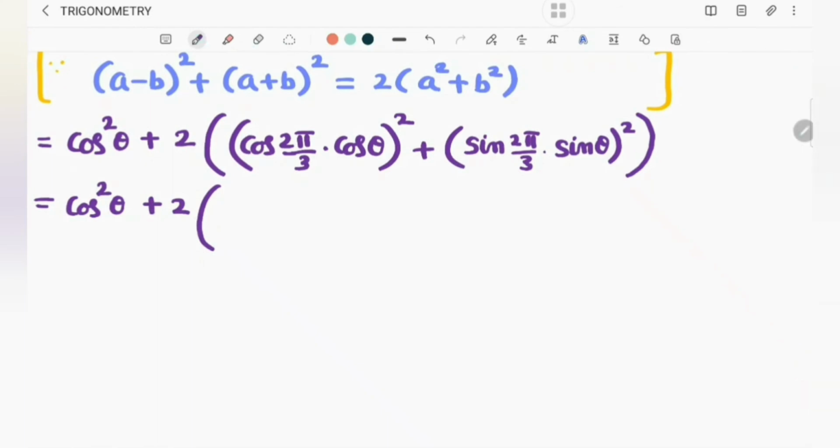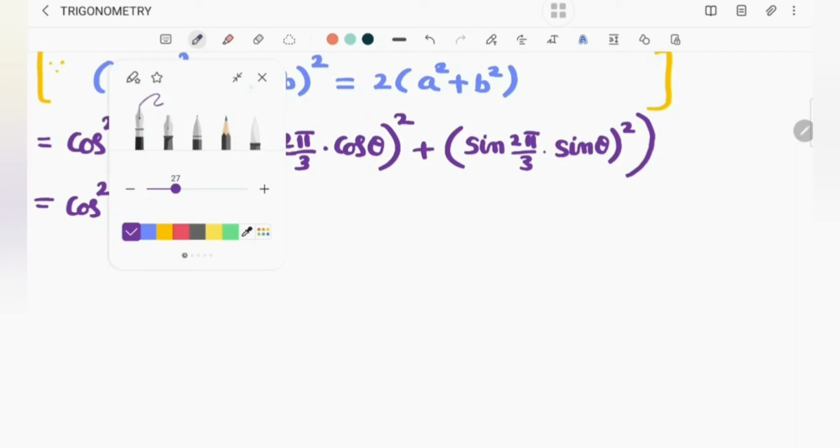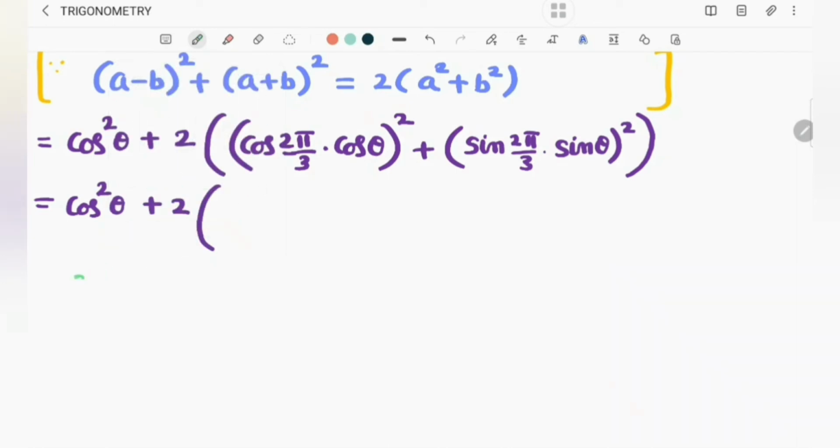First I will explain the values and then I will delete. Listen carefully. Cos of 2 pi by 3 can be written as cos of pi minus pi by 3. Am I right? 3 pi minus pi is 2 pi only, no? Cos of pi minus theta is minus cos theta. So minus cos pi by 3 will come. Otherwise I will keep it like this only.